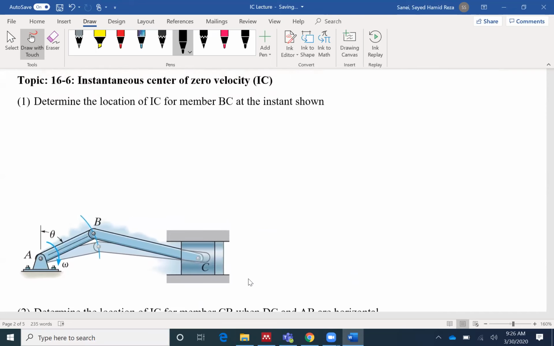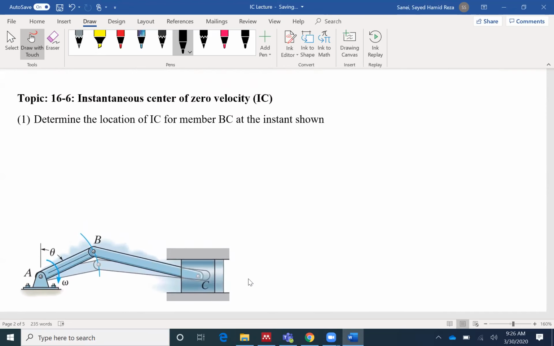So for this example, we have a rigid body that has two members, AB and BC. We want to find the location of IC for member BC. We know the direction of velocity at 2 points on this member: we know it at C, that would be BC, and we know it at B. So we are saying that if we know the direction of velocity at 2 points, we can find IC.